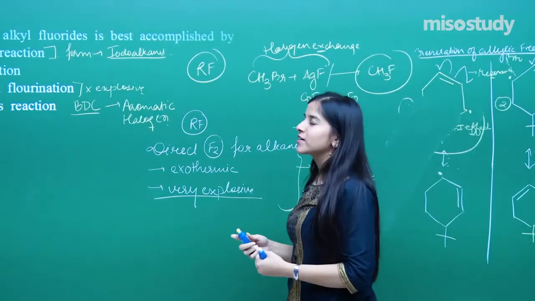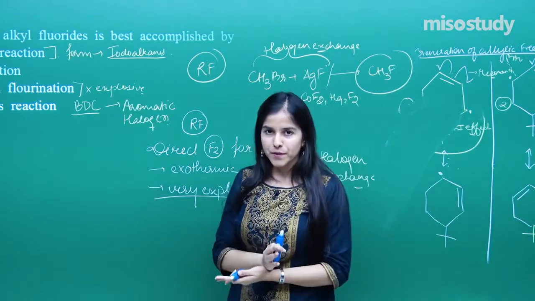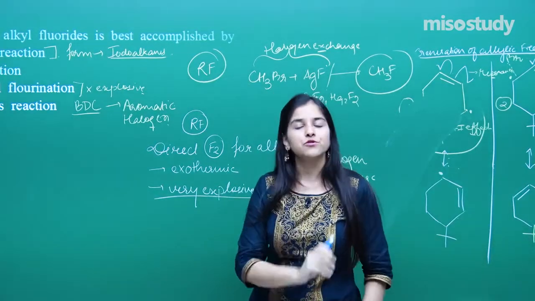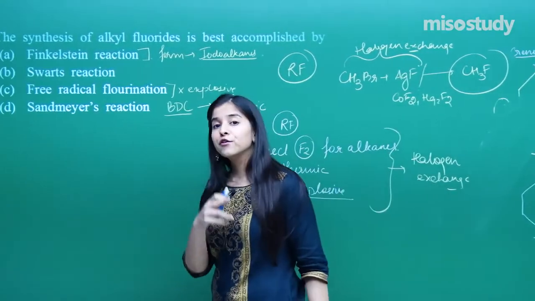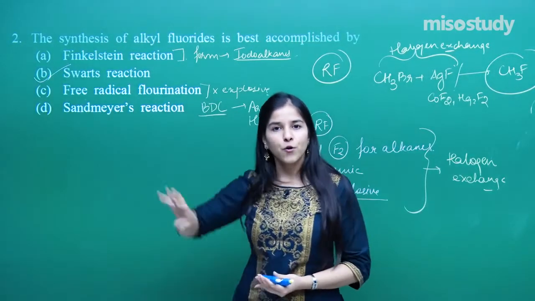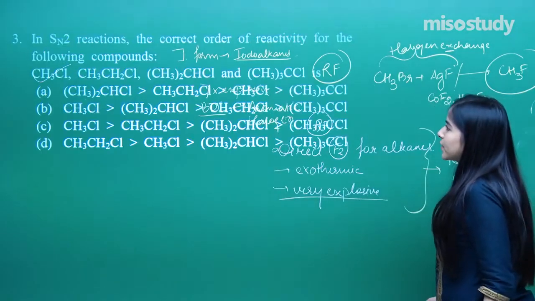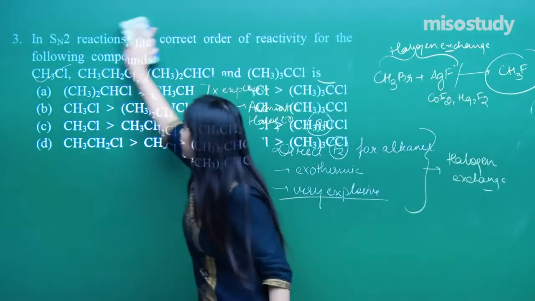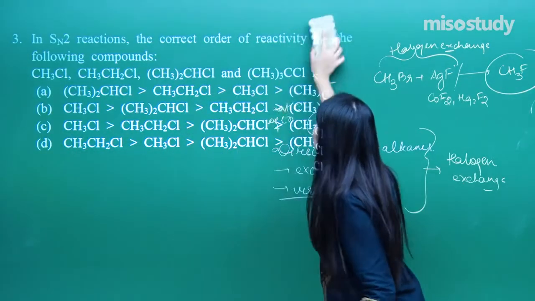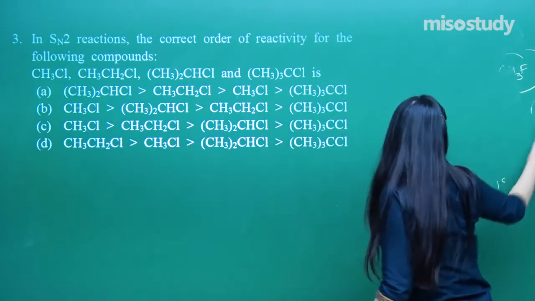So that is what the Schwarz reaction is. In order to prepare the alkyl fluorides, we typically use this reaction because direct fluorination is not possible. So that is what our answer is. I hope you all have got this. Let us move on to the next question. Question number 3, a super easy question if you all know the mechanism for the SN2 reaction.